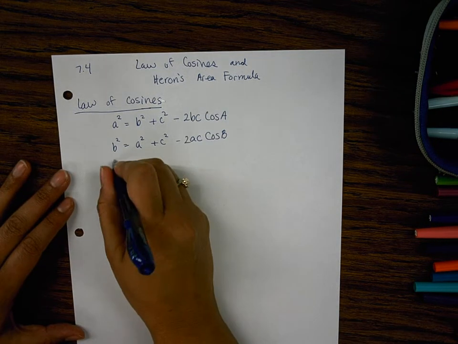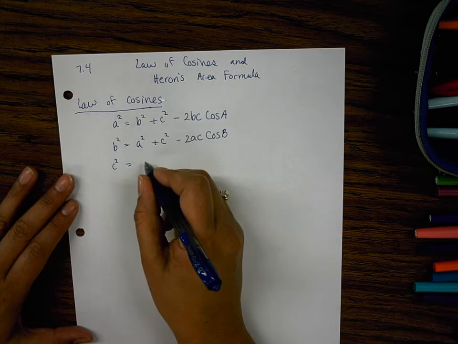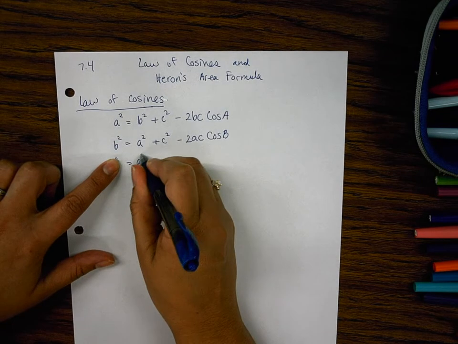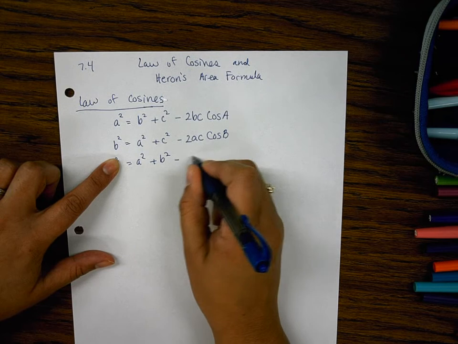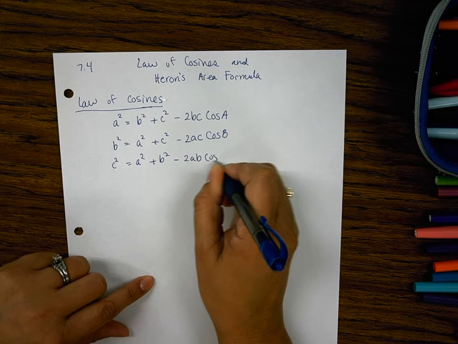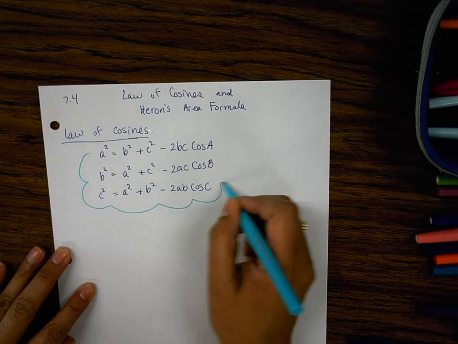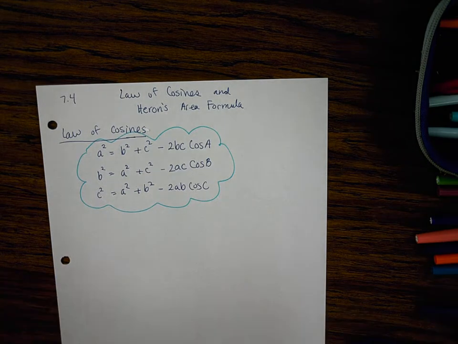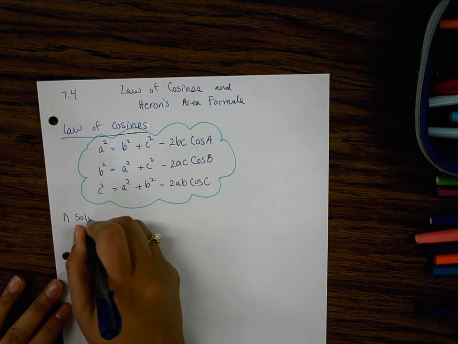cosine of angle B. Hit pause and try to write the one for c squared on your own, looking at the pattern, and see if you can do it. Okay, c squared equals, we can't have any c's in here, so a squared plus b squared minus 2ab cosine, we started with c, so cosine of angle C. So there you go. Now, yes, you need to know them all, but they're all the same things, just letters moved around. So you just need to know the general format and how to move your letters around.